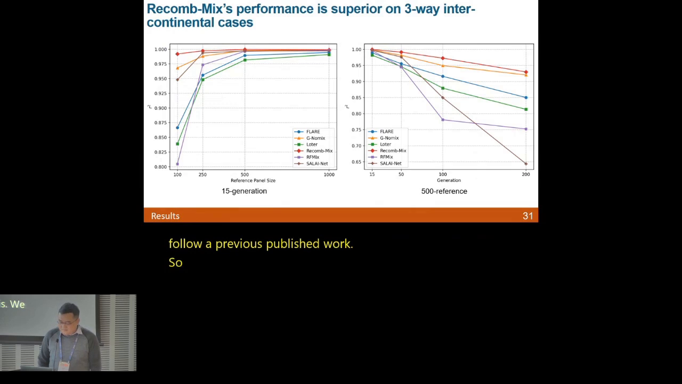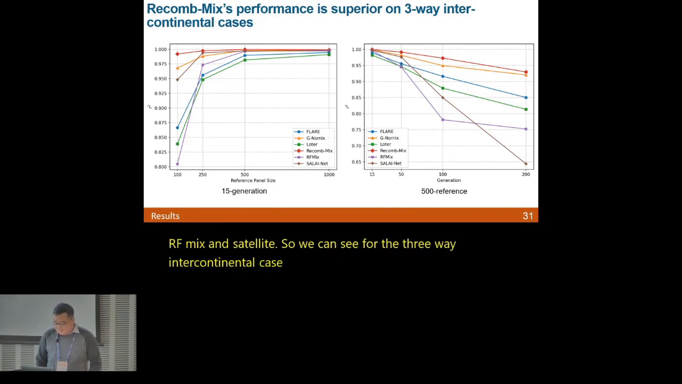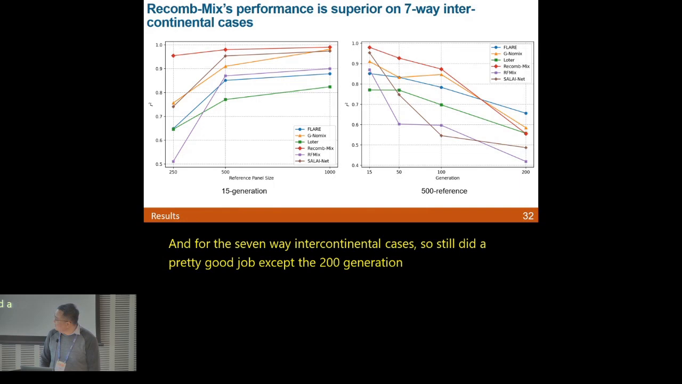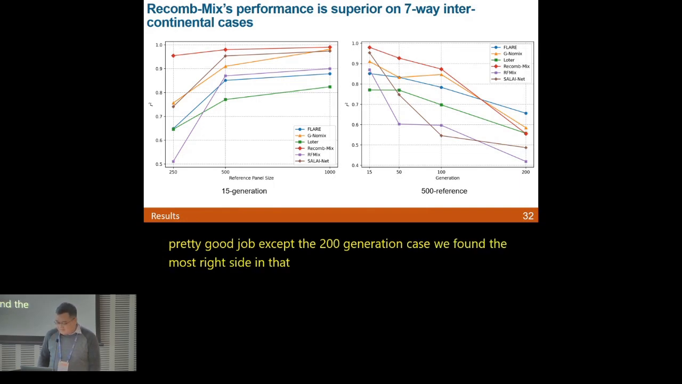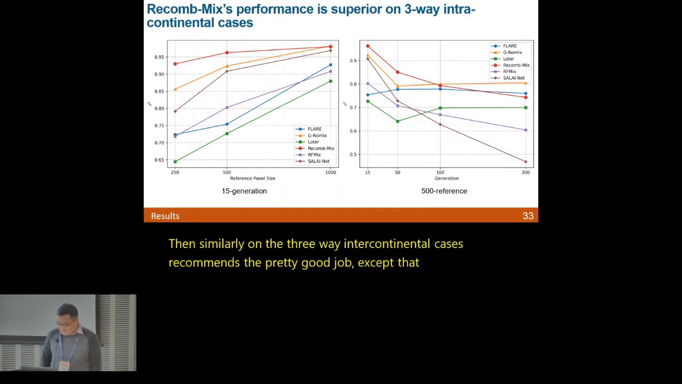Here we show the three-way intercontinental case results. We compared our method to FLARE, Gnomix, LOTER, RFMix, and CellNet. For the three-way intercontinental case, Recomb-Mix outperforms all other methods. For the seven-way intercontinental cases, Recomb-Mix still did a pretty good job, except the 200 generation case on the far right side. In that case, FLARE and Gnomix did pretty well on the distant generation case. Similarly on the three-way intercontinental cases, Recomb-Mix did a pretty good job, except the 200 generation case.